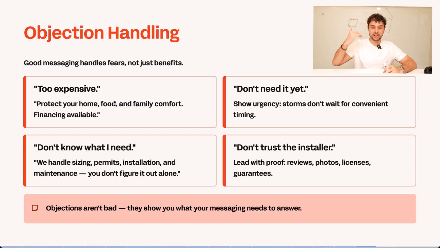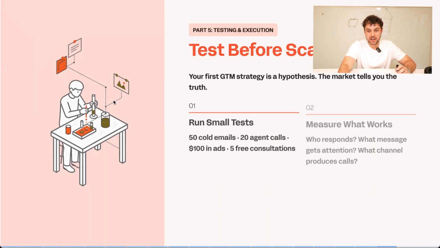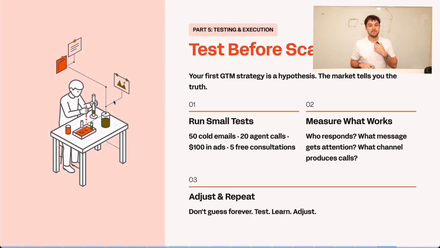So try to literally keep pushing them and asking them as much as you can so you can actually get an answer, okay? So really, we're wrapping up here, and I really want you guys to understand that your first go-to-market strategy is a hypothesis, okay? The market tells you the truth. The only thing you should be doing is thinking of this like a scientist, okay?